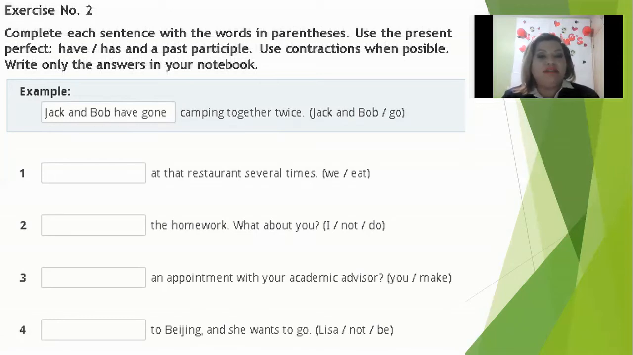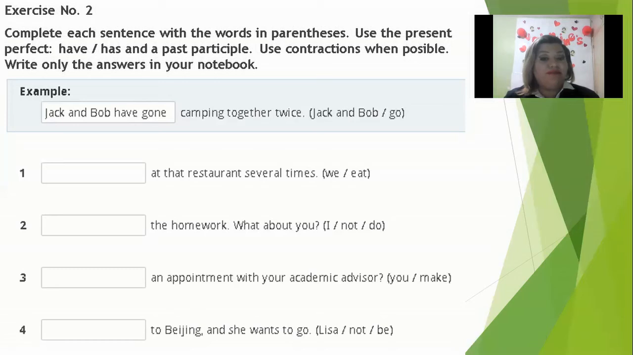The statement number 1 says, "at that restaurant several times." We have in parentheses, we and it. Number 2, "the homework. What about you?" And we have in parentheses, I, not, do. So it's a negative statement. Let's be careful with that. What am I going to use in a negative statement? You can look in your book. If you have any doubt, look at your book on page 4. You will find it there.